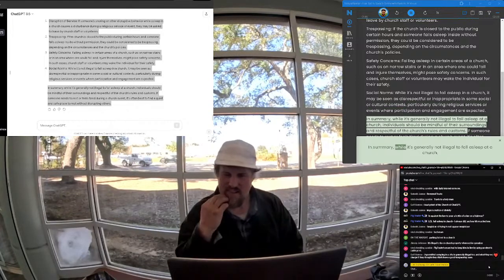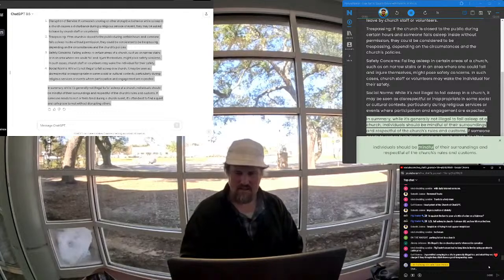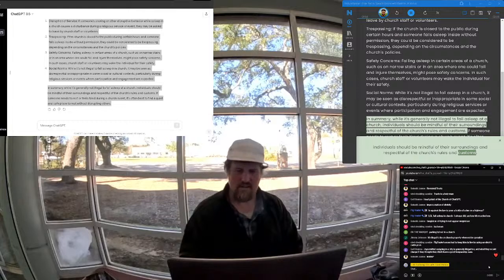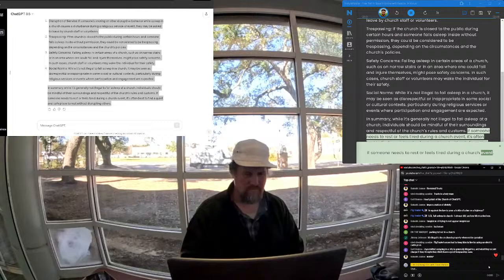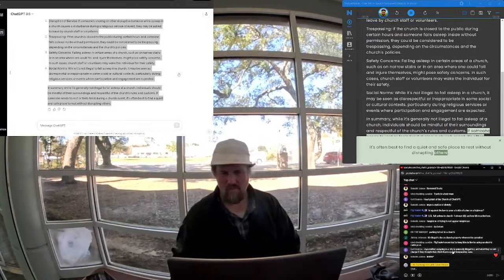In summary, while it's generally not illegal to fall asleep at a church, individuals should be mindful of their surroundings and respectful of the church's rules and customs. If someone needs to rest or feels tired during a church event, it's often best to find a quiet and safe place to rest without disrupting others.